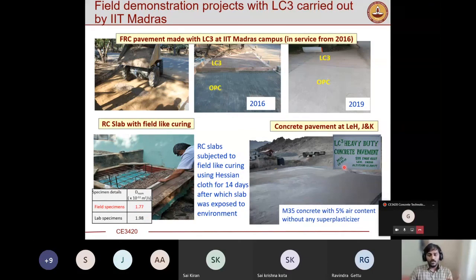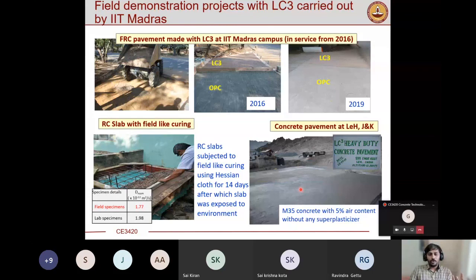And another field demonstration which we did was in an army site in Leh. So this is a pavement for army trucks to come and rest. It's a heavy duty pavement made with air content. It's made of M35 grade, and what we plan to do is, after a winter cycle in Leh, go back and see whether the concrete made with LC3 cement maintains the integrity of the pavement after this cycle. So these are some field demonstrations which IIT Madras has attempted to do over the period of these years.